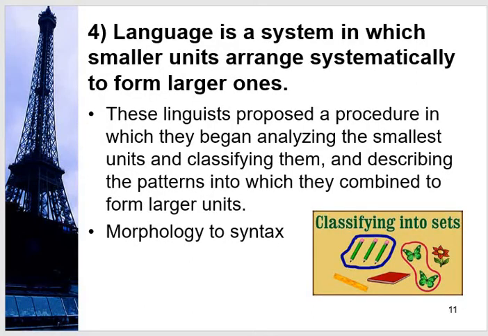Language is a system in which smaller units arrange systematically to form larger ones. These linguists proposed a procedure in which they began by analyzing the smallest units, classifying them, and describing the patterns into which they combine to form larger units. They presented a procedure for how language should be analyzed. As we move from known to unknown, in the same way we should move from the smallest unit of language to the bigger unit of language.